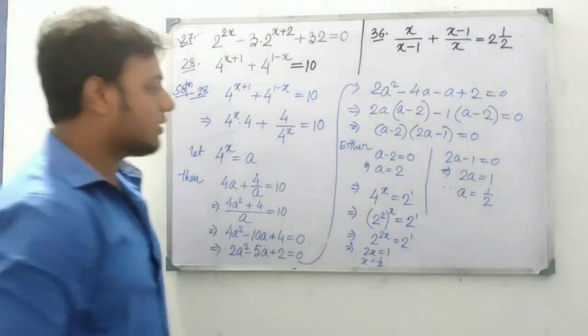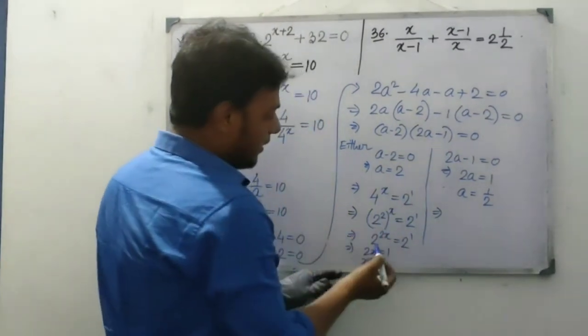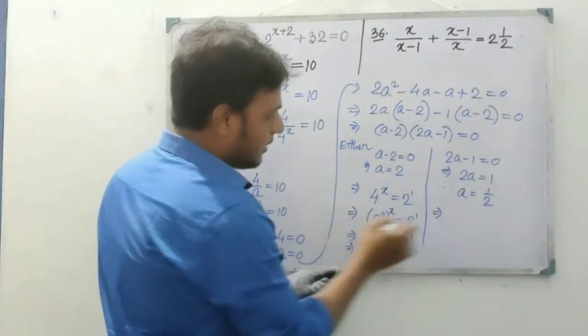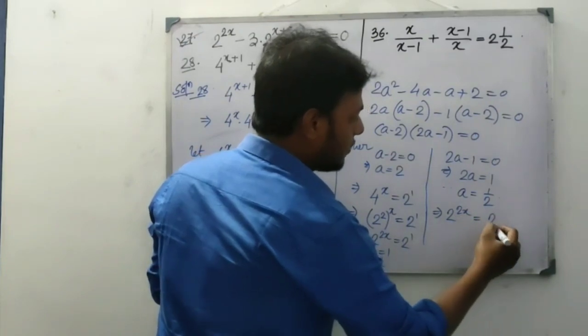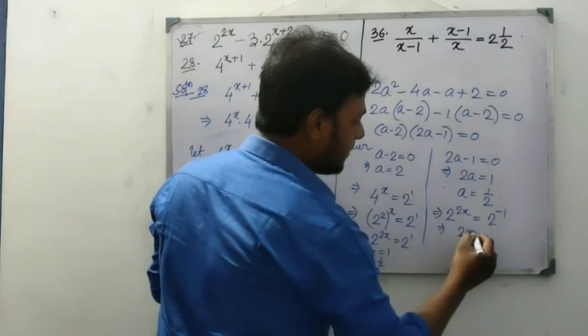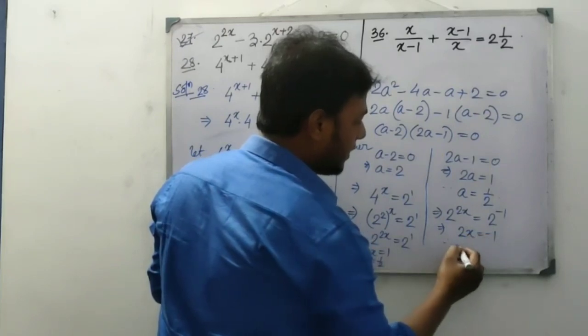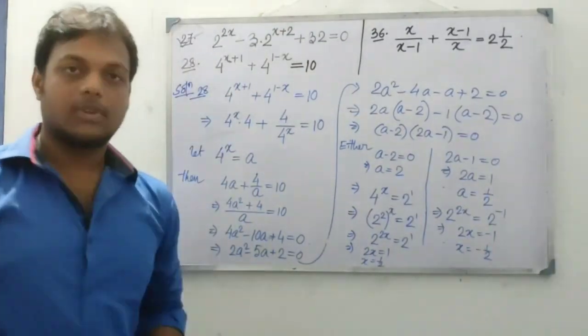Okay, this is one solution, and now another one. Similarly, in the place of a, this was a, 2 to the power 2x equals this half, which can be written as 2 to the power minus 1. The base is the same, so the power must be the same: 2x equals minus 1, therefore x equals minus half. This completes the solution. Understood?